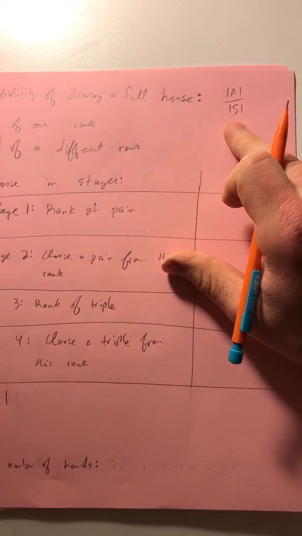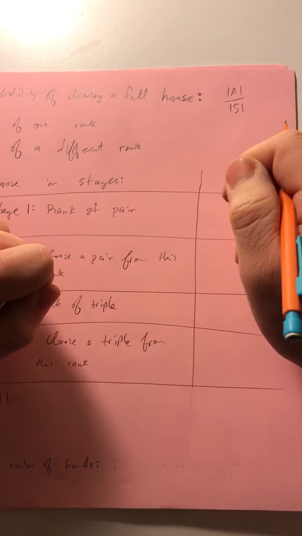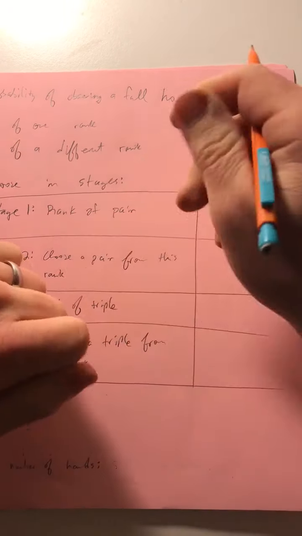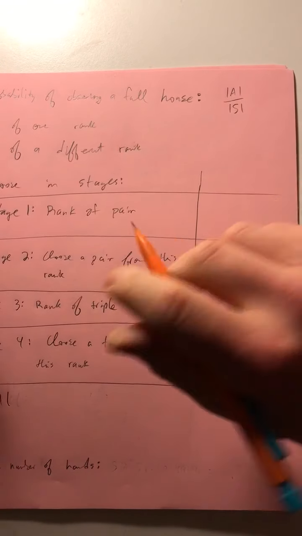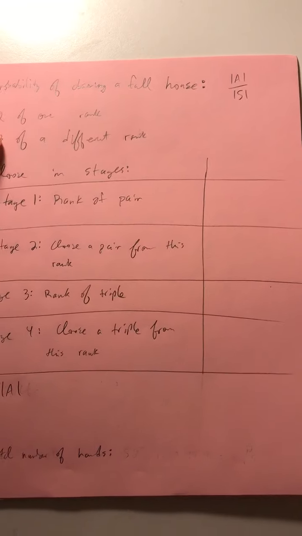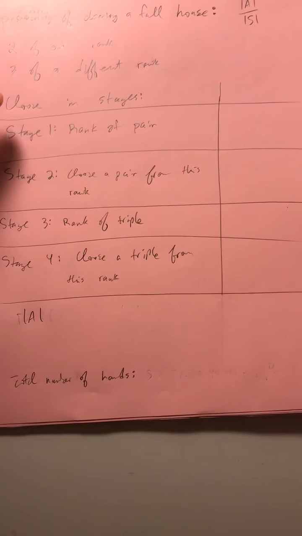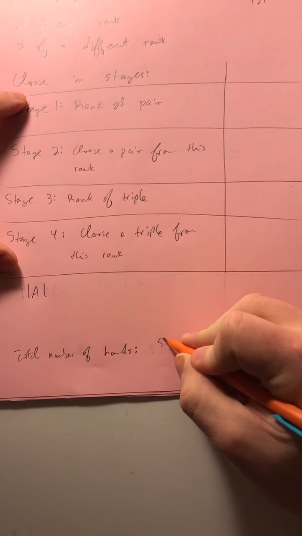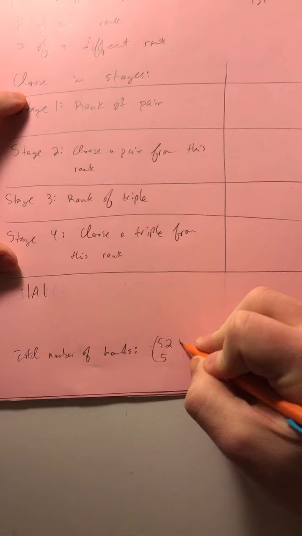And there is no replacement. If you deal me the ace of hearts, I'm not going to see the ace of hearts again when you deal the next card. When you deal a card, it's dealt, and it's not going to come up again for the next card that you deal. So order doesn't matter, and I'm doing no replacement. Okay, so that's the choose scenario. The total number of hands is 52 choose 5.